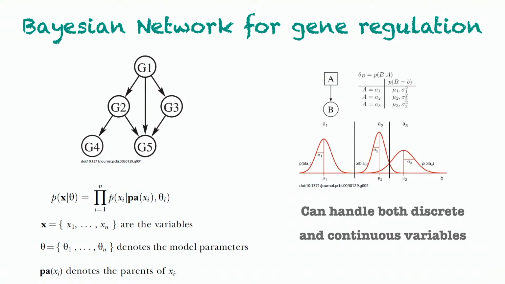In this framework, you can also handle both discrete and continuous variables. For example, here this is a discrete variable A with three states, A1, A2, A3, and it's a parent of a continuous variable B, so B depends on A, and if A is in some state, B has a Gaussian distribution, and so we can infer the likelihood of B having the knowledge about A. What is important is that we have this factorization. The joint probability of the network is factorized according to the graph.